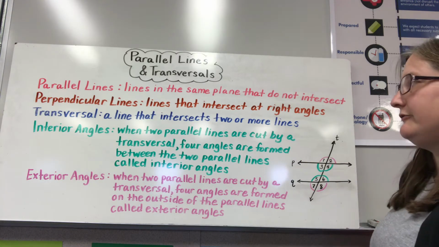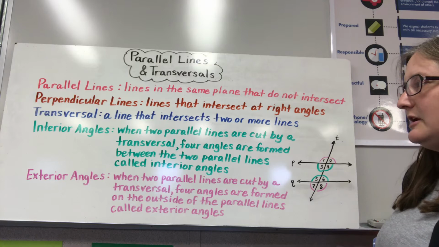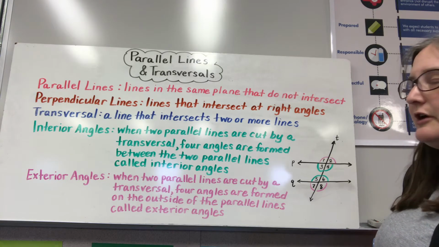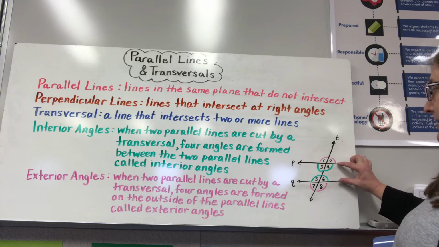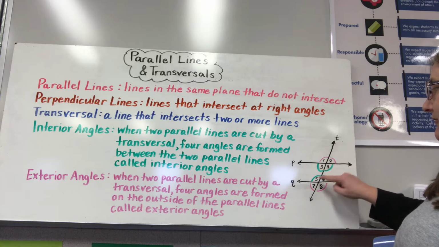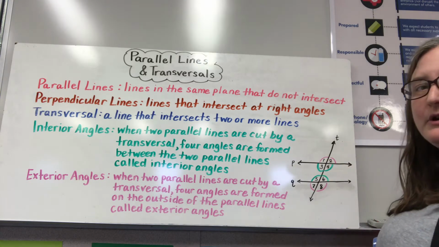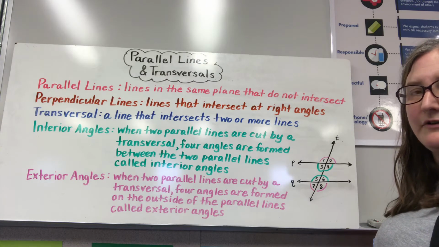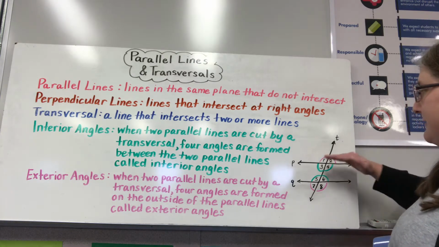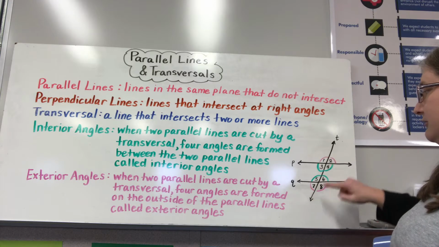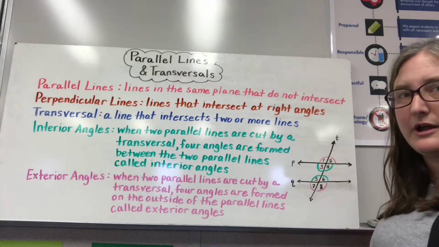Whenever we have two parallel lines cut by a transversal, four angles are formed between the parallel lines, and that's angles 3, 4, 5, and 6 here. These are our interior angles. And four angles are formed outside of the parallel lines, above and below them in this picture. So angles 1, 2, 7, and 8 are exterior angles.